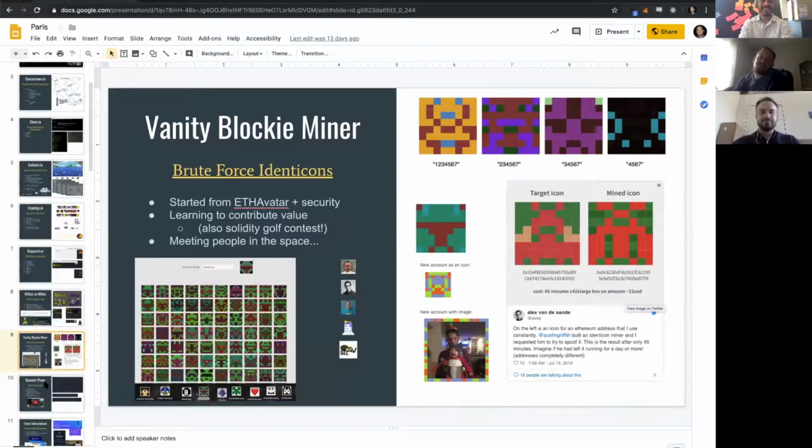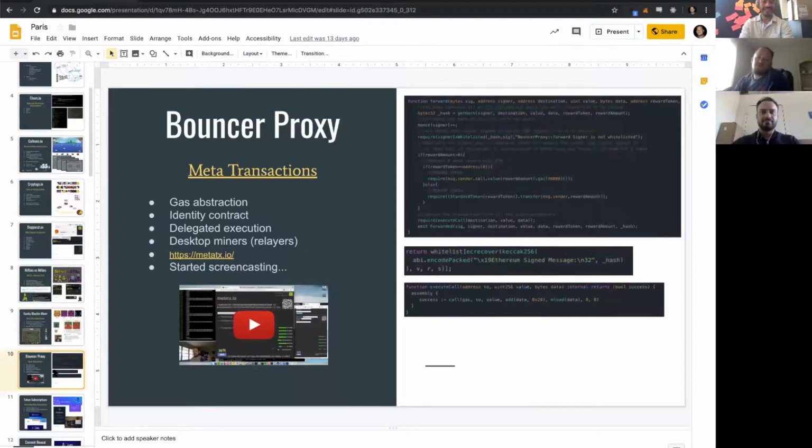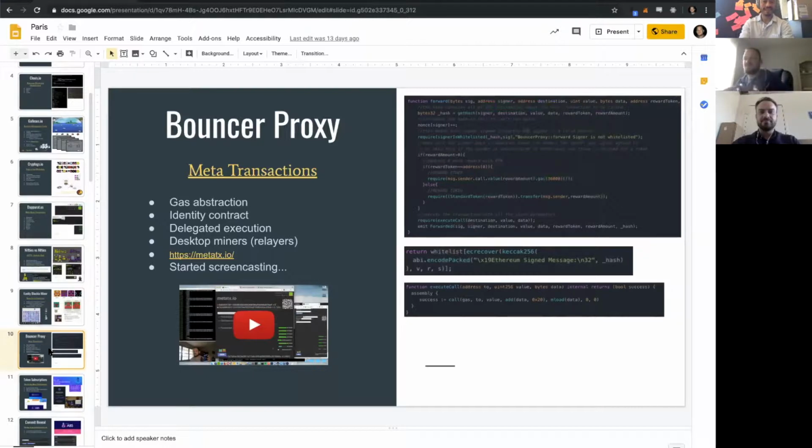But to answer that, I think I finally got in with Bouncer Proxy. I think once we started seeing more people focus on UX and more people focus on that onboarding thing, and how everybody has to have ETH, that's where the meta transaction stuff came in.